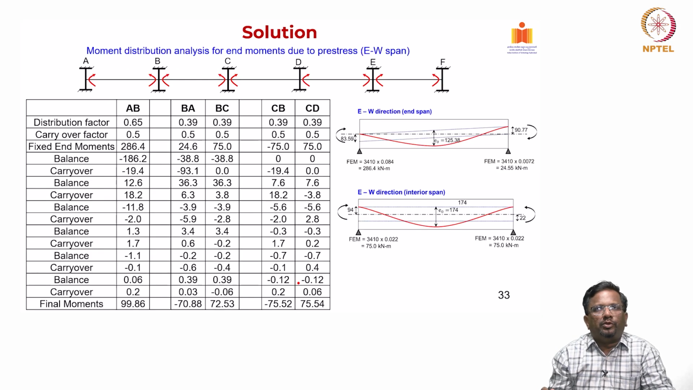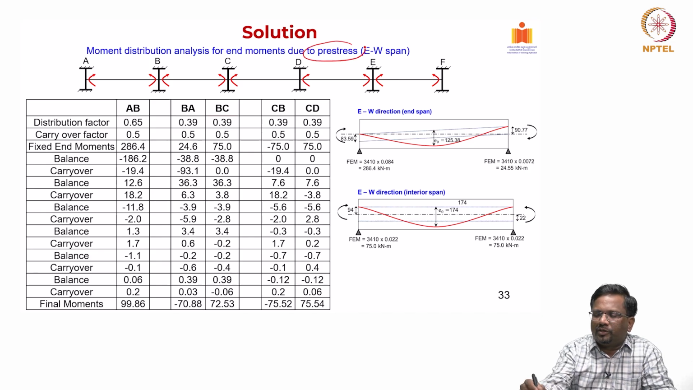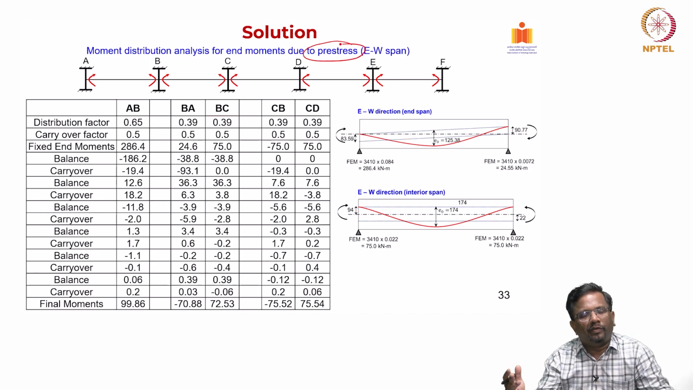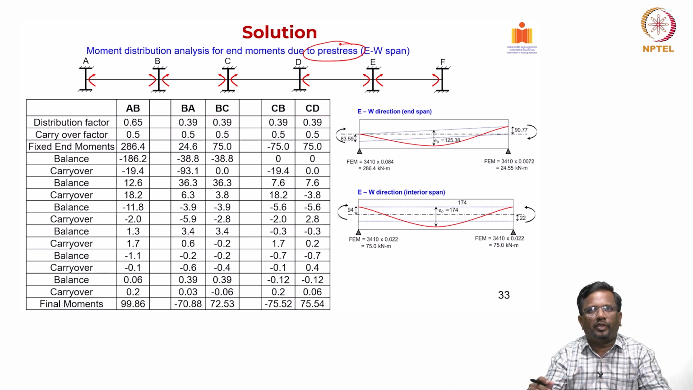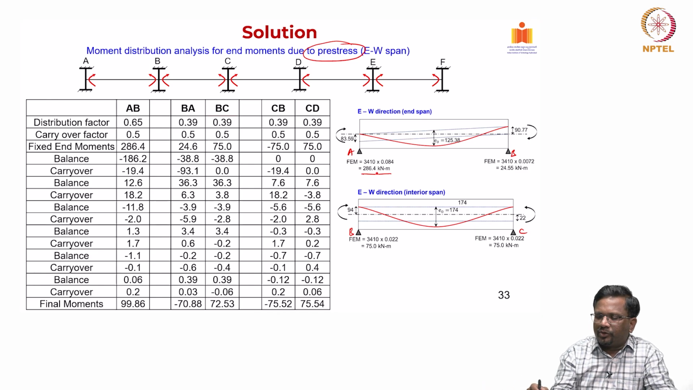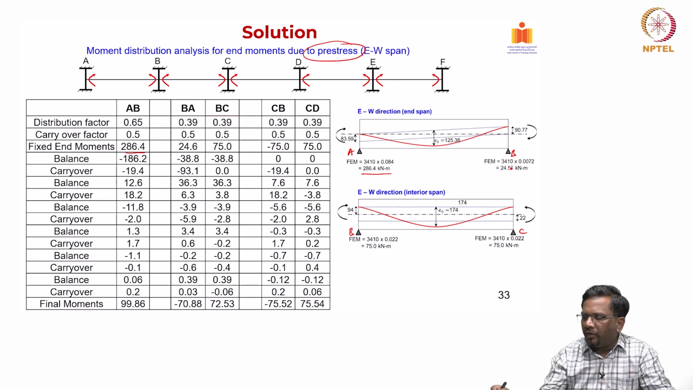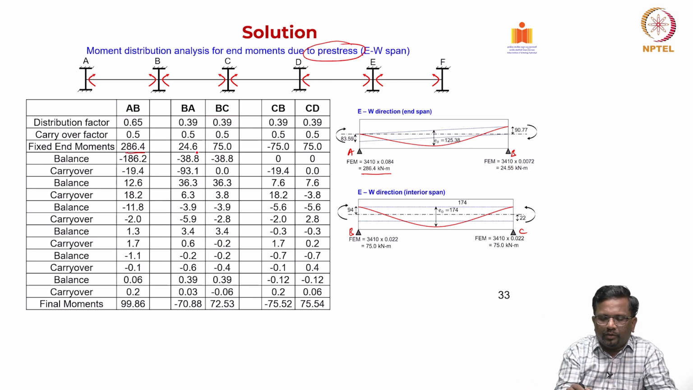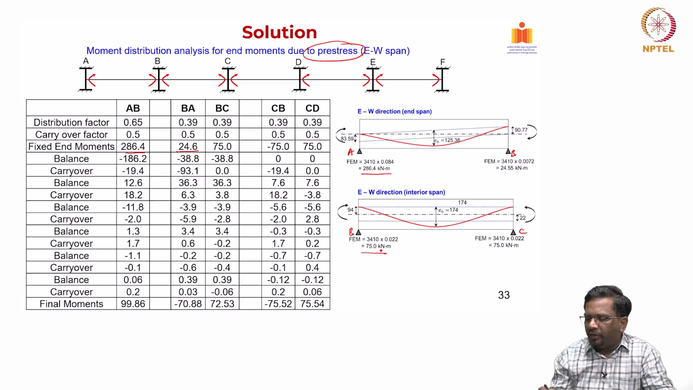Again we do the distribution now in two stages. This is only due to pre-stress, okay. Then we do the same thing for external load, then we add them up, right. Again we have done this calculation, the fixed end moment for the end span, at support A, let us say this is A, this is B and this is C. So, the fixed end moment at A is 286.4 and fixed end moment at B is 24.6, that is what you have here, and on the interior span you get 75 and negative 75.